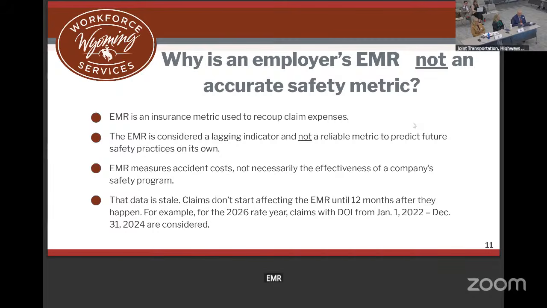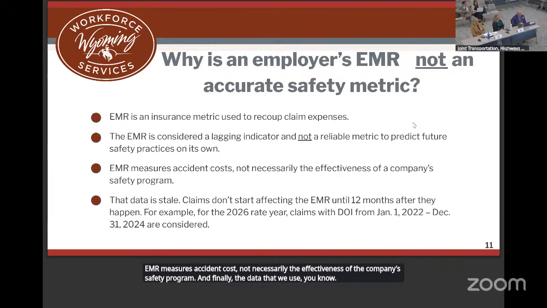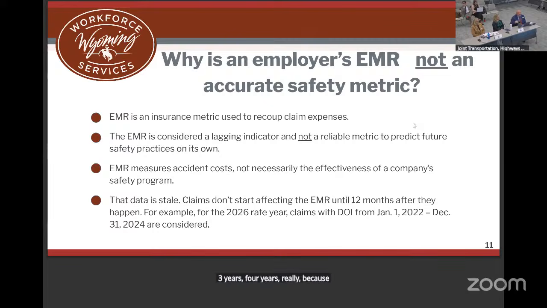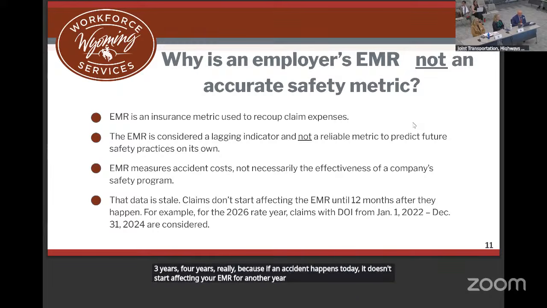EMR measures accident costs, not necessarily the effectiveness of the company's safety program. And finally, the data that EMR is calculated off of is pretty stale. Like I said, it can go back 3 years, 4 years really, because if an accident happens today, it doesn't start affecting your EMR for another year. So the data is pretty old, and a lot can happen to a business in that amount of time. It could change hands. Certainly different safety practices are put in place, et cetera.